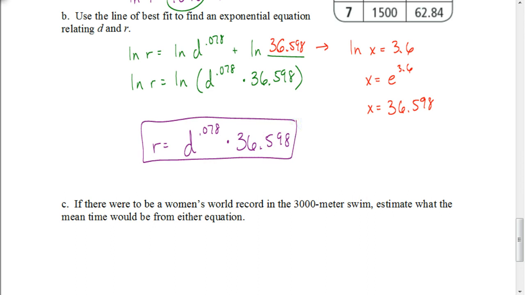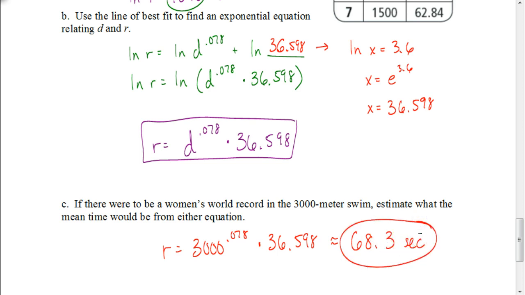Then for part C, when it says if there were to be a women's world record in the 3,000 meter swim, estimate what the mean time would be from either equation. So we could use either equation here. Personally, I think it's easier to always use the exponential form. So we're going to put 3,000 in for your distance. So it'll be 3,000 to the 0.078 power times 36.598. If you type that in on your calculator, we get approximately 68.3 seconds. That is how much each 100 meters would have to be.